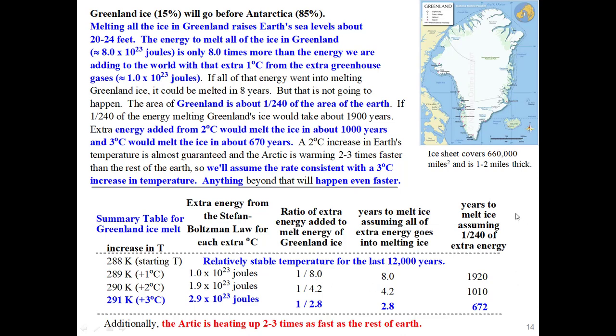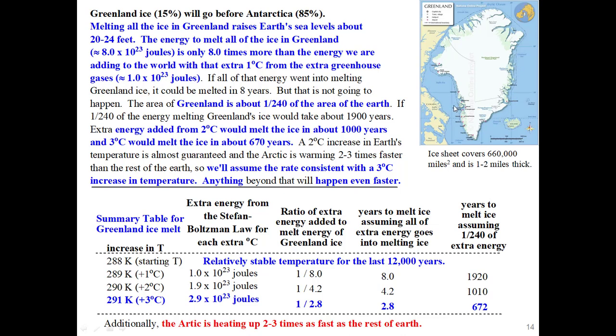Okay, so what if, since Greenland is about, I calculated, about 1/240th of the area of the Earth. So I said, let's just put 1/240th of the energy into melting Greenland's ice. So if we did that, it would take around 1,900 years. That sounds like a long time, but geologically, that is super fast.